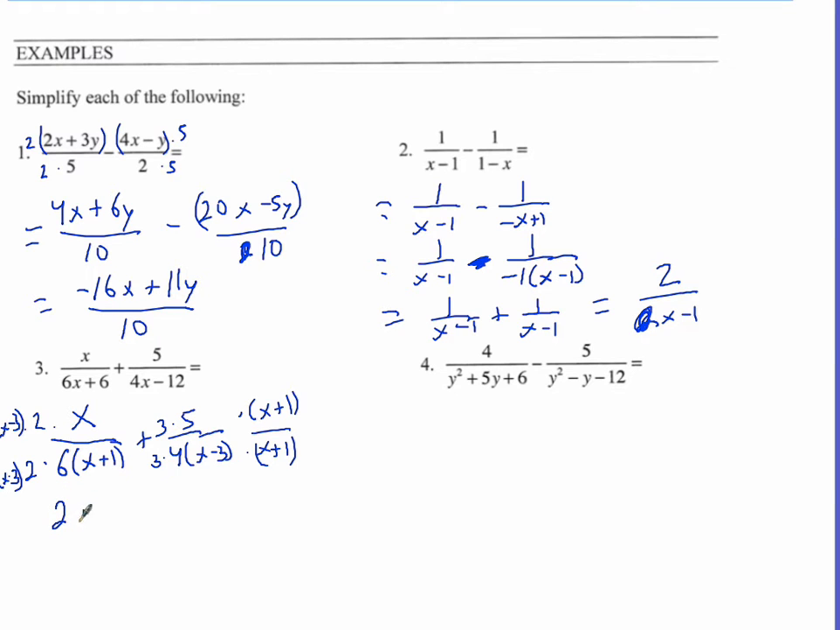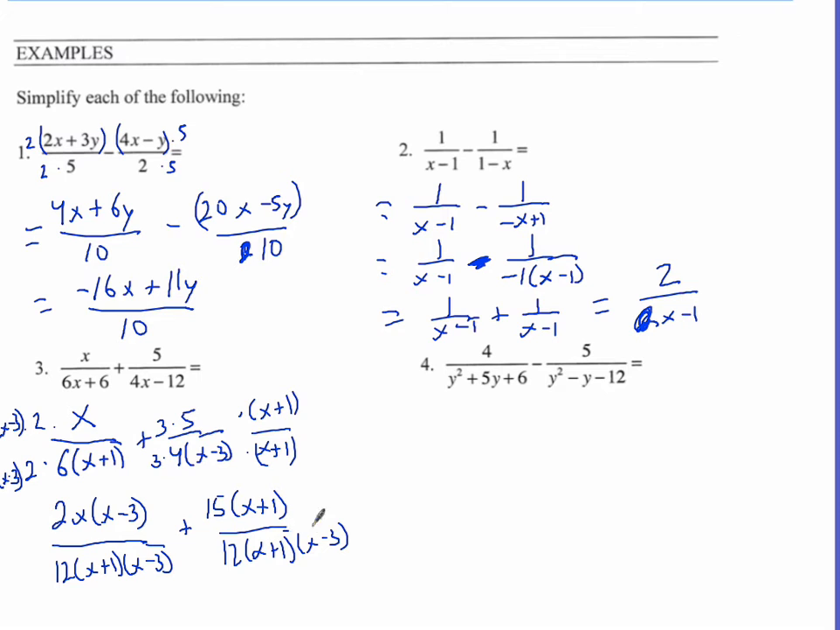So this is going to be 2x times (x minus 3) over 12 times (x plus 1)(x minus 3), plus this is 15 times (x plus 1) over 12 times (x plus 1)(x minus 3).